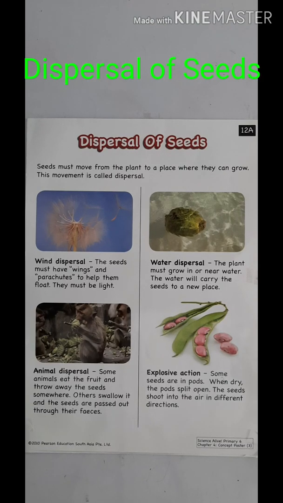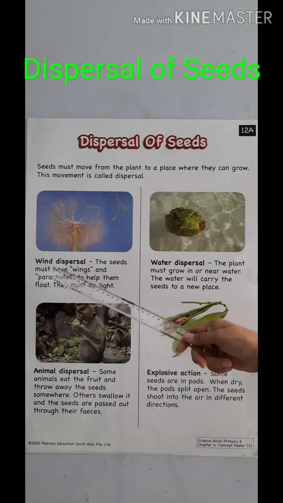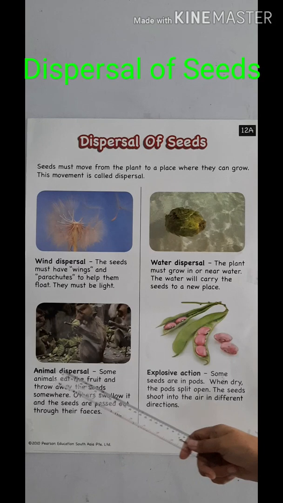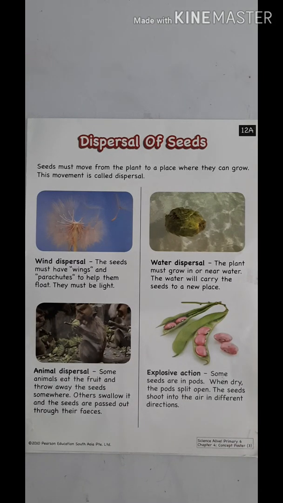Once again, there are 4 types of dispersal of seeds. 1, wind dispersal. 2, water dispersal. 3, animal dispersal. 4, explosive action.